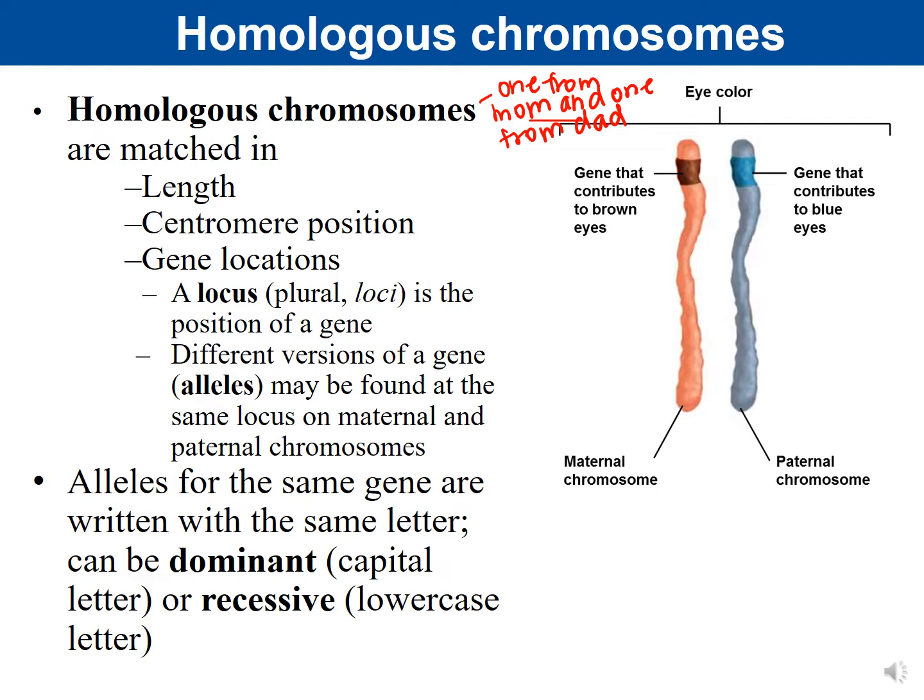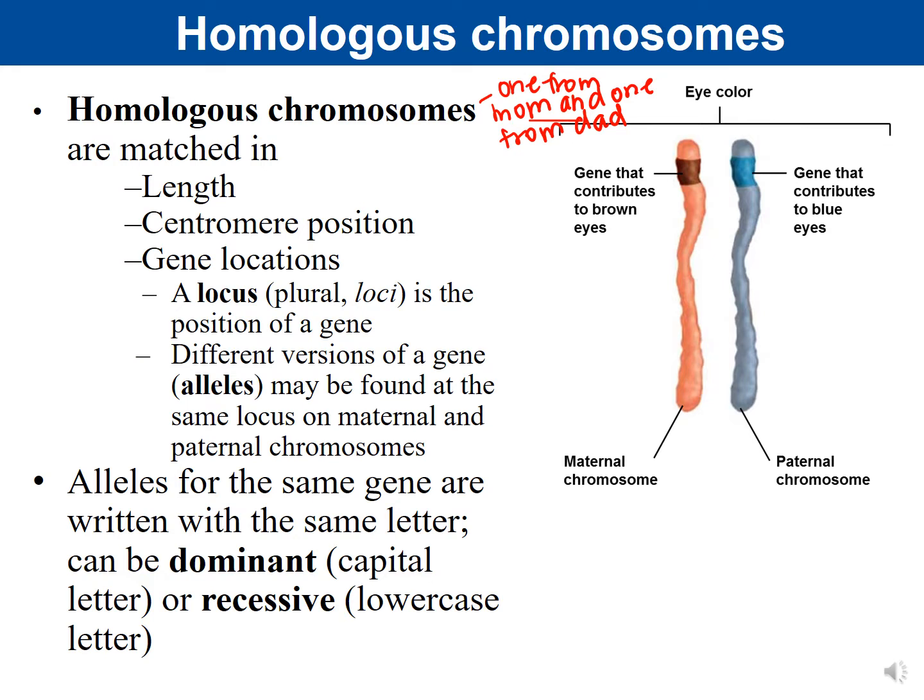Now, how do we know which ones are the homologous chromosomes? Well, homologous chromosomes are matched in length. So if you look at what's called a karyotype, where you can see all the different chromosomes, you'll notice that chromosomes vary in length. Some are a lot longer, some are smaller, but when you look at a homologous pair, they're matched in length. They're the same size. The other thing that you're going to notice is that they have the same centromere position.